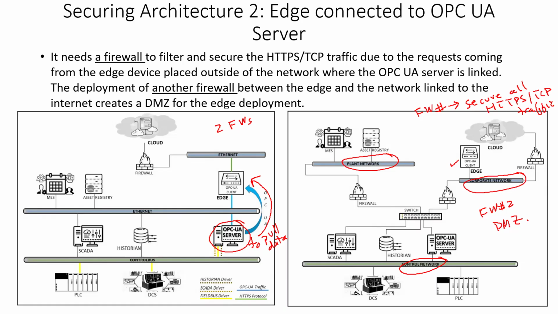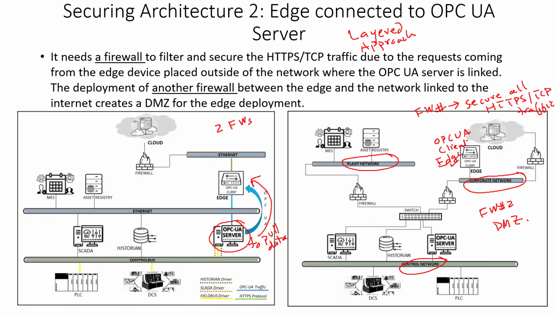So this setup ensures that the OPC UA client, which is running on edge, can securely request the data without risking any of the internal system security and integrity. So this is a layered approach. This layered approach allows controlled access, and it reduces the exposure, and it helps to ensure strict traffic rules across the network boundaries.